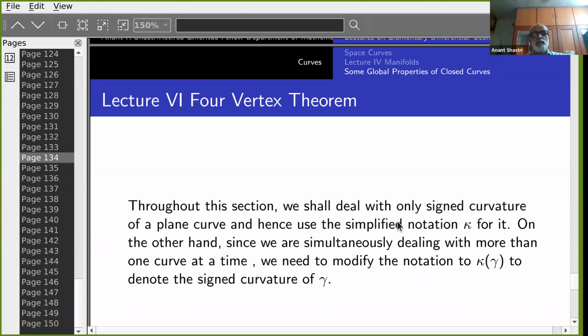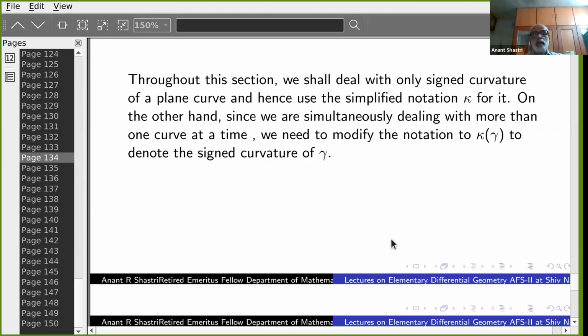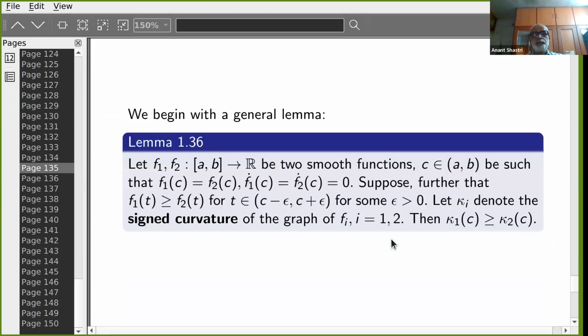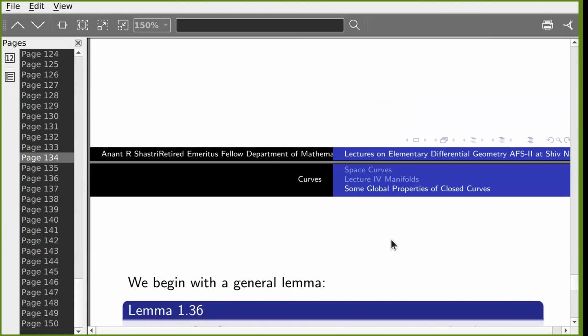Is the screen visible? Yes, sir. Is it moving? Yes, sir. Okay, so that is fine then.